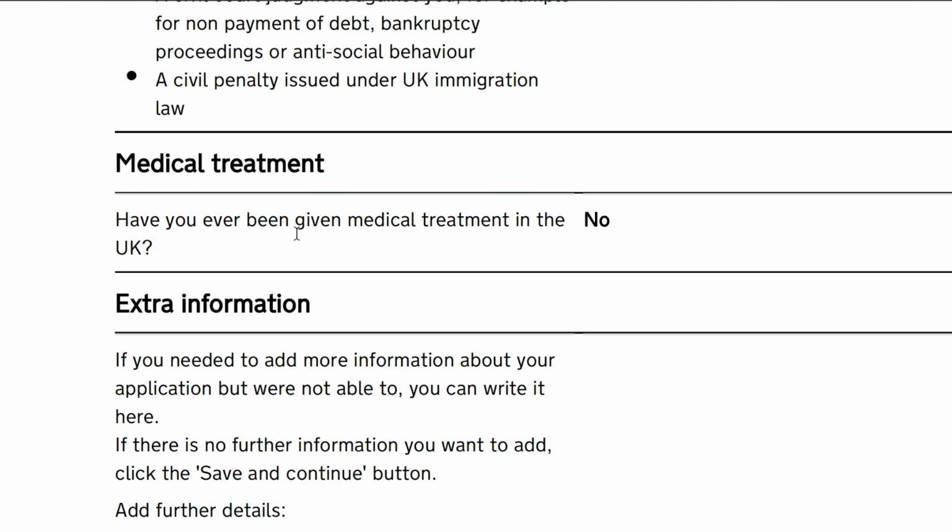Medical treatment. Have you ever been given medical treatment in the UK? So if you've ever had medical treatment, for instance, when I was a student in the UK, I got medical treatment in the UK. So when I wanted to apply for a UK visitor's visa, they asked me, I said yes, I got it. They then ask for extra information. When did you get it? Which hospital? You provide the details. You just provide your NHS and GP details that you used when you came here.